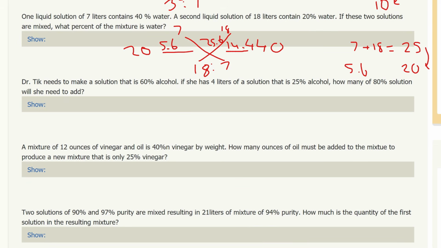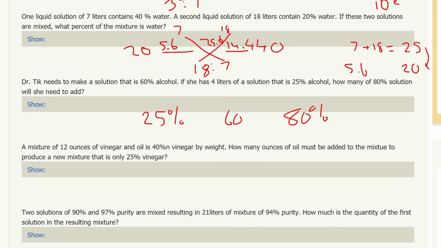Dr. TikTok needs to make a solution that is 60% alcohol. She has 4 litres of 25%. So on the left, we've got 25%. How many of the 80% solution will she add? So on the right, you've got 80%, and she needs it to be 60%.